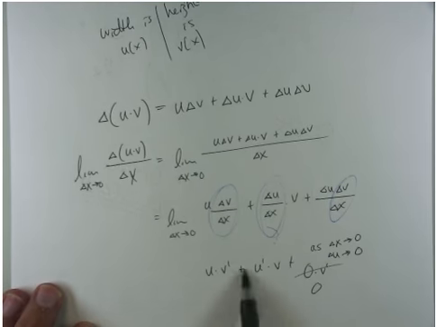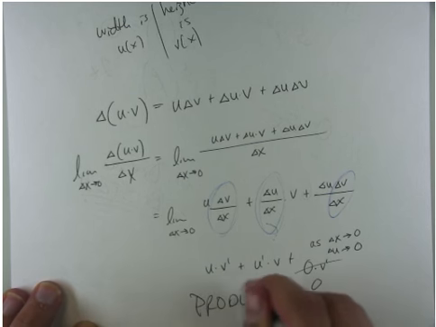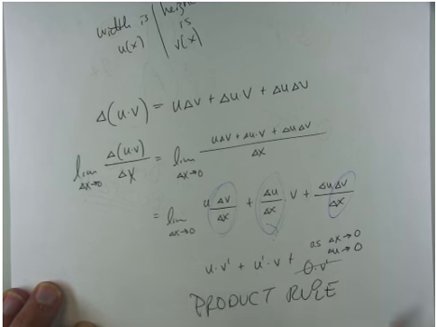So here is what that limit looks like. It looks like u times the derivative of v plus u prime times v by itself. This we're going to call the product rule. This is how we take the derivative of products.